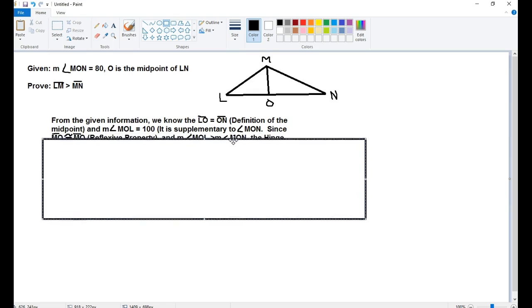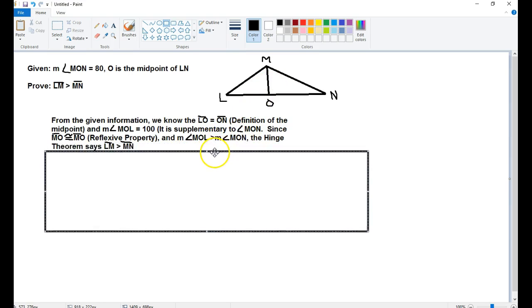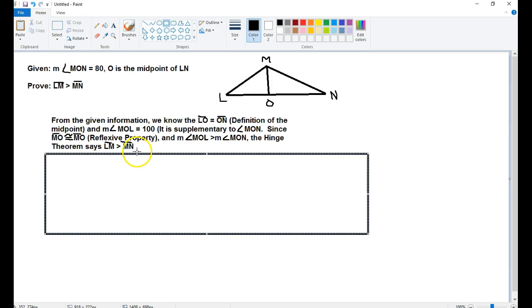Then we can show that MO is congruent to MO because of the reflexive property. So now we have side, side, side, and the same side here. And then this side is greater than this side. So that means from the hinge theorem that LM is bigger than MN.